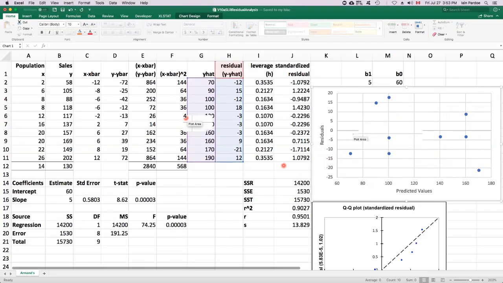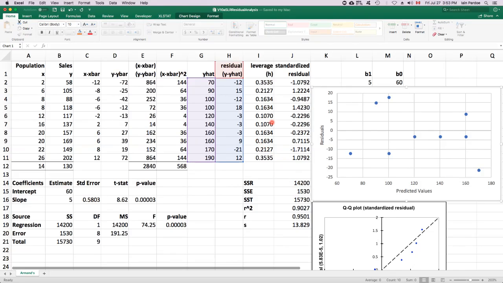The independence assumption is a little difficult to check, and it usually isn't a big deal unless we have time series data. So we don't have time series data in this case, so we're going to just assume for simplicity that the independence assumption holds. And then the final assumption is normality.